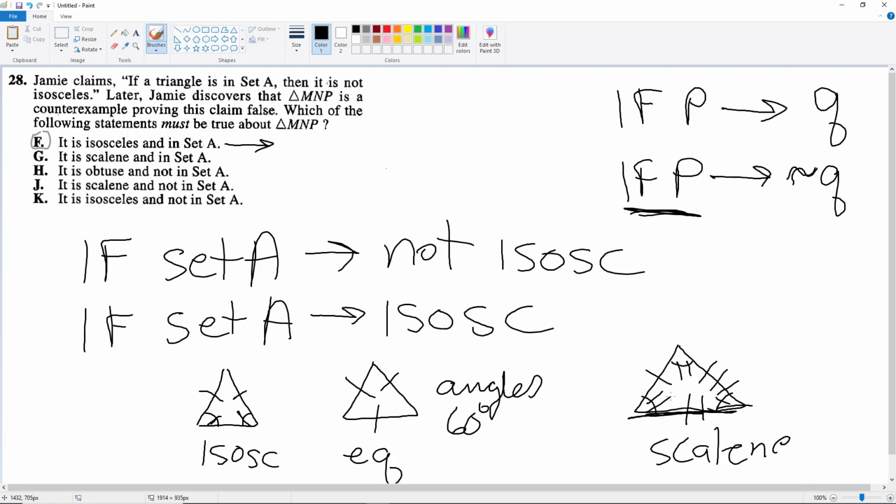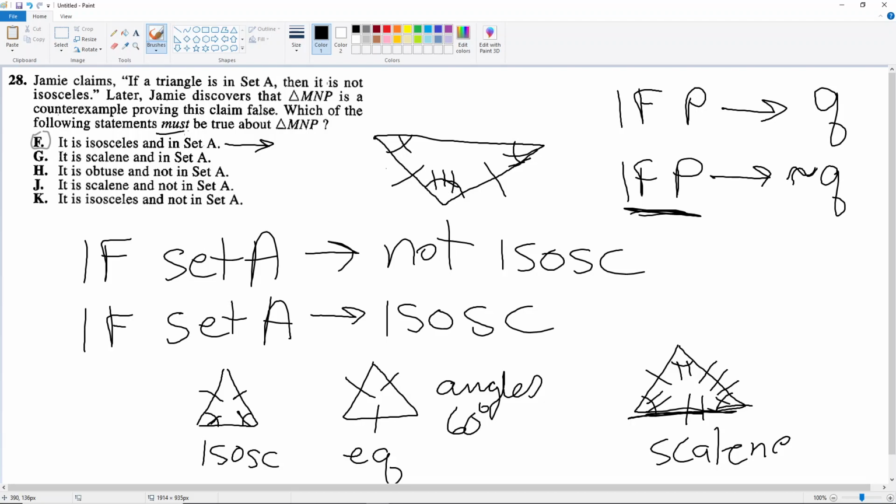H says it is obtuse and not in set A. Well, an obtuse triangle can be isosceles. Obtuse means it has one angle that's bigger than 90 degrees. That could look like this: one angle bigger than 90 degrees, and two of the sides are the same and two of the angles are the same. That could be obtuse, but it doesn't necessarily have to be isosceles. So H could be a counterexample in certain cases, but it doesn't have to be.